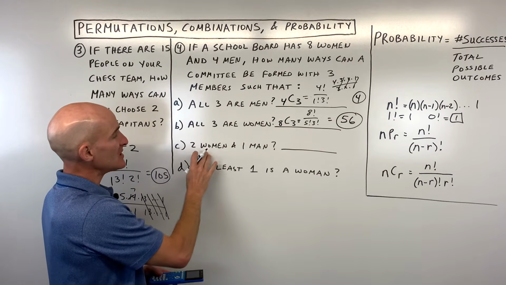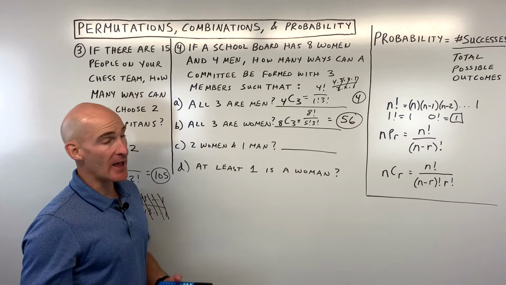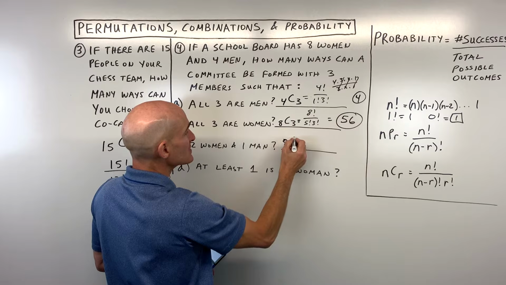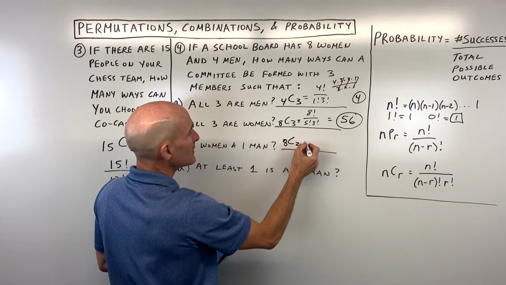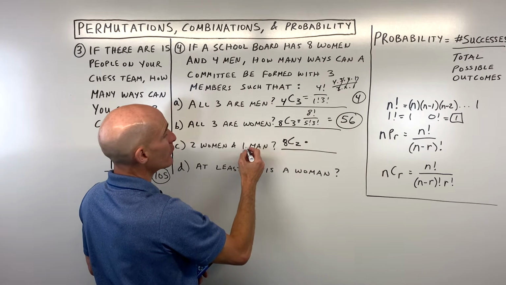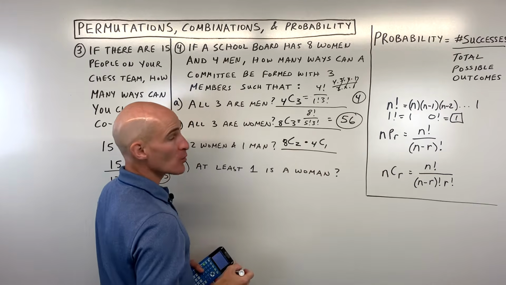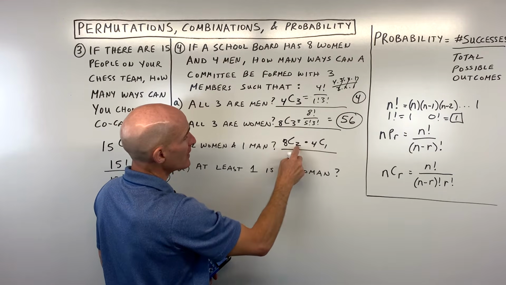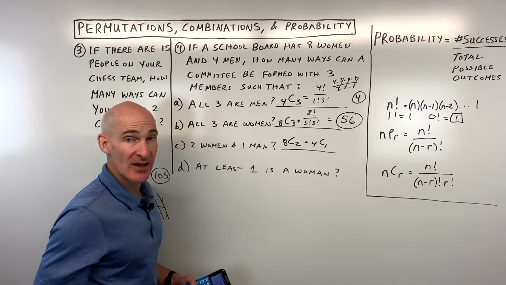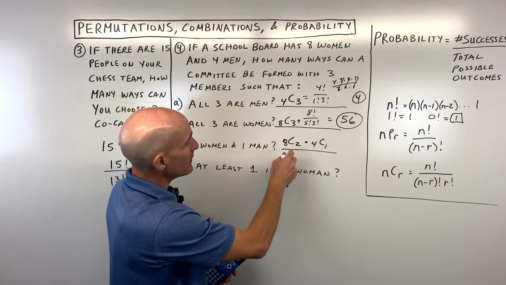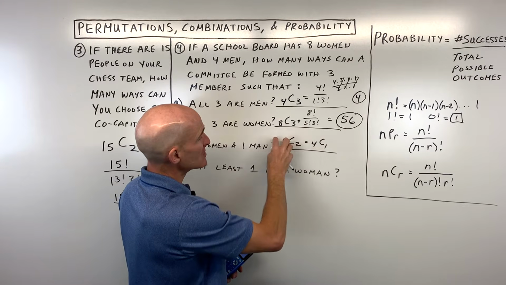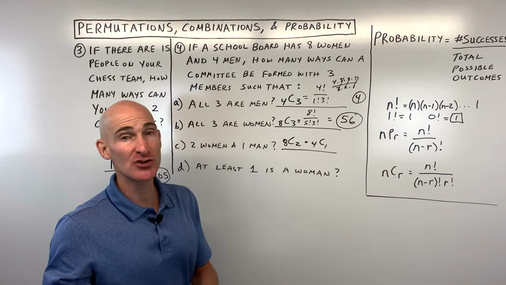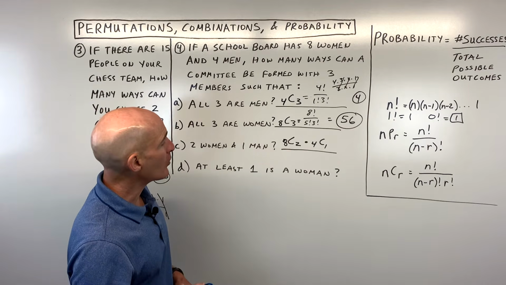And for letter C, 2 are women and 1 is a man. So this one's a little bit different because out of the 8 women, we're saying how many ways are there to choose 2, times out of the 4 men, how many ways are there of choosing 1. Now you'll notice the 8 and the 4 add up to 12, the 12 people on the board, and the 2 and the 1 add up to 3 members on the committee. And we're making use of that fundamental counting principle. We're saying how many ways are there to choose the women, how many ways are there to choose the 1 man, and we're multiplying them together to get the total possible outcomes.